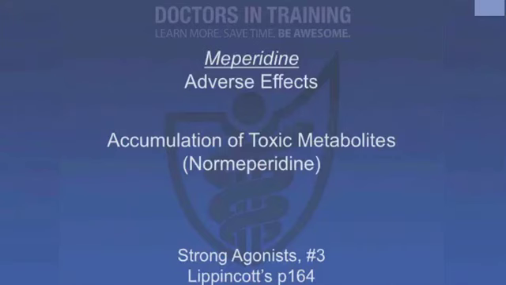So why don't we use this all the time? Well, and this is going to be great for testing. There's an accumulation of toxic metabolites, and it's called normeperidine. And this can lead to anxiety, tremors, muscle twitches, and even convulsions. And you have to be especially careful in renal patients. So if you're not clearing your meperidine, you can get a serious buildup of these toxic metabolites and cause some major CNS problems. So that's a great test question. You're going to hear about those toxic metabolites throughout your career.